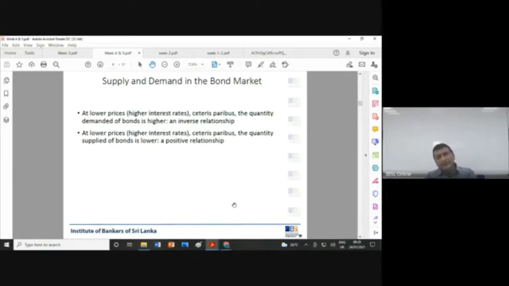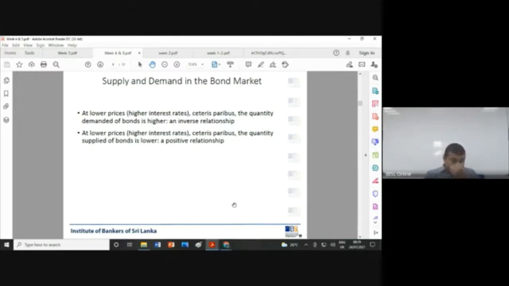What you are basically seeing is that at lower prices, demand for bonds is higher. What you are concluding here is an inverse, if not negative, relationship. Lower the price, higher the demand for bonds. Lower price means what you are seeing here is higher interest rates. So price is lower, you see the demand is higher.